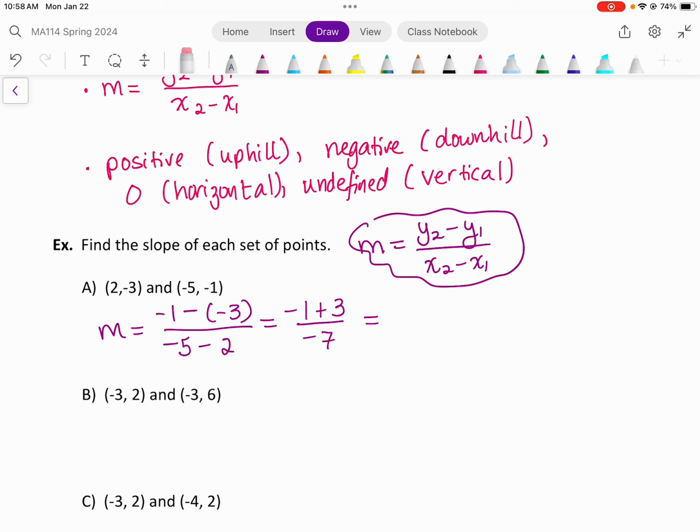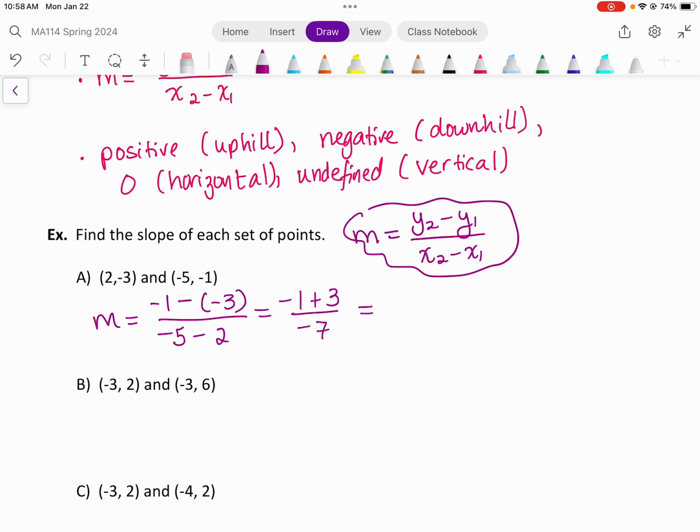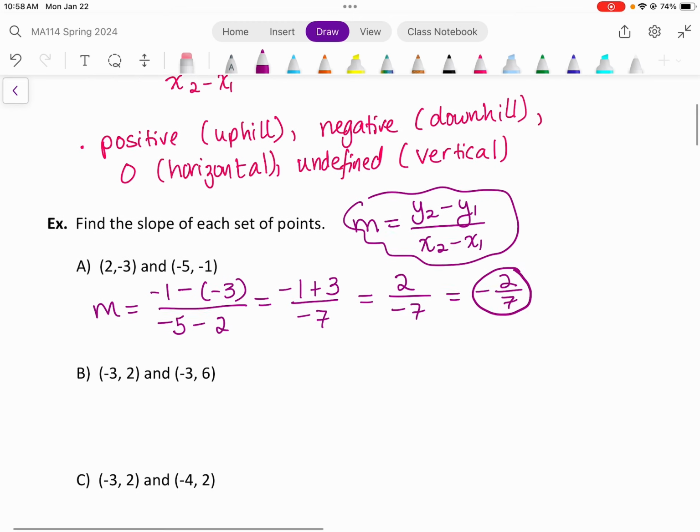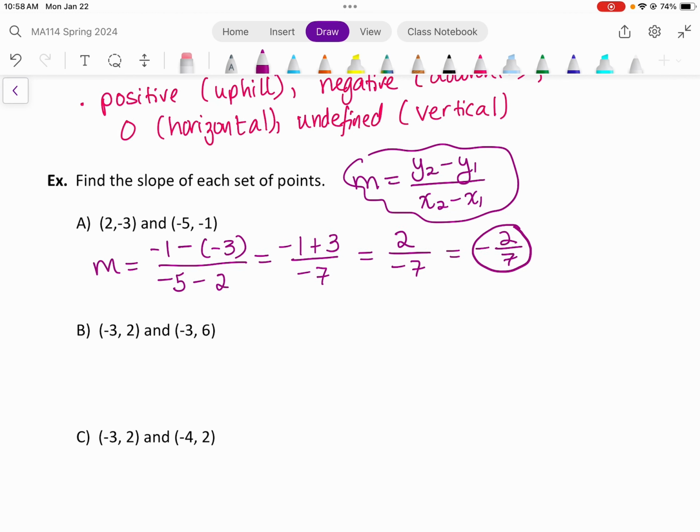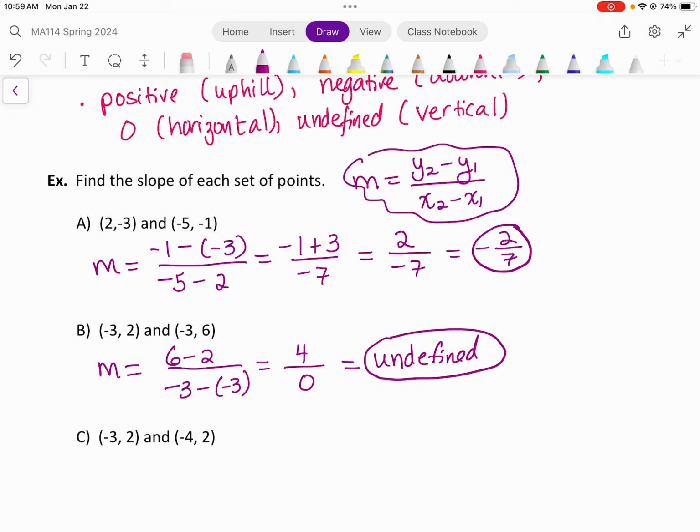And that's a slope of negative 2 over 7. And I see now I skipped a step. Some of you might appreciate me writing 2 over negative 7, which is negative 2 over 7. Okay, if I go and do the next one, I'll have 6 minus 2 over negative 3 minus negative 3. That is 4 over 0, which is what we consider undefined. You can't divide by 0. Dividing by 0 results in an error message on your calculator, so we're going to write undefined.